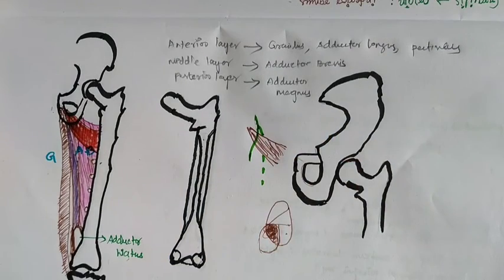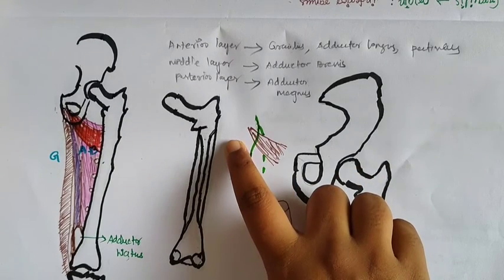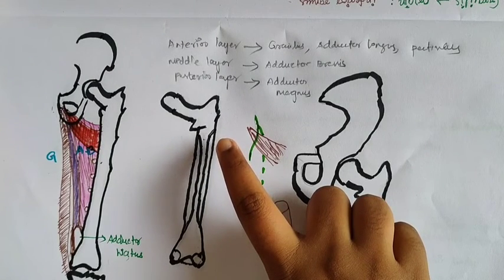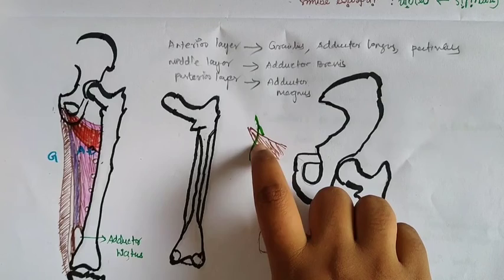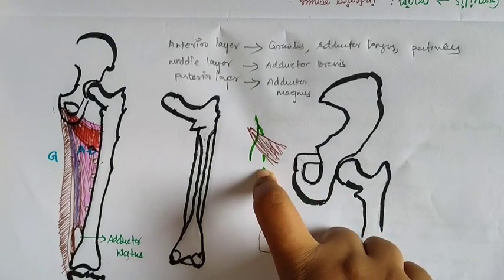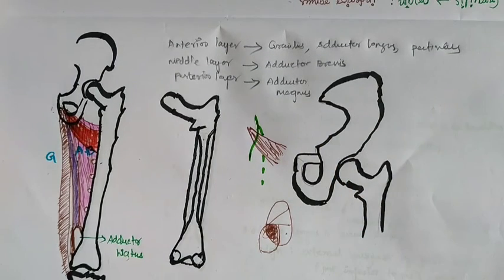Okay, this anterior division supplies the gracilis muscle, and then adductor longus, pectineus muscle, and the anterior part of adductor brevis. And this posterior division supplies the adductor magnus muscle. The posterior division supplies the adductor part of Adductor Magnus muscle.